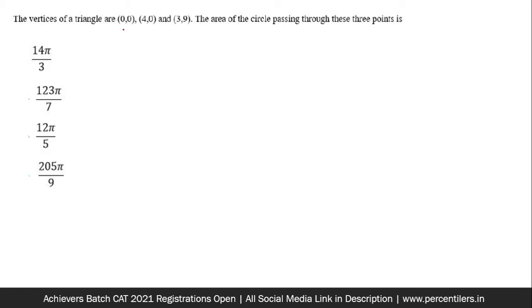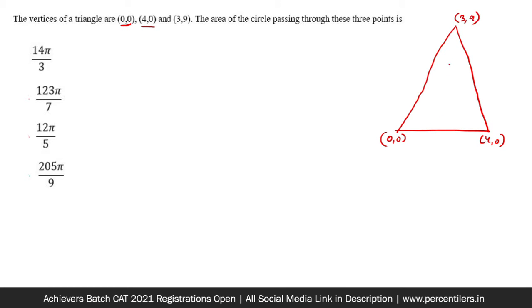First thing to observe is that the line on which these 2 points are there is a horizontal line. Rather, it's on the x-axis. So the triangle must be something like this. This is the origin, this is (4, 0), and this is our point (3, 9). Now, we have to find the area of its circumcircle. Let us say the radius of this circumcircle be capital R.